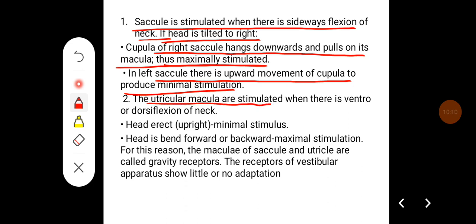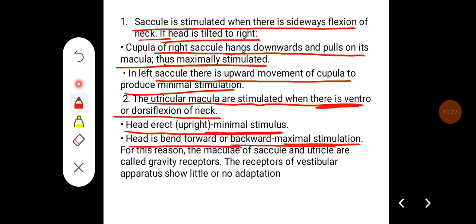The utricular macula are stimulated when there is a ventroflexion or dorsiflexion of the neck. When the head is in erect position, there is a minimum stimulus to the hair cells, and when the head is bent forward or backward, there will be maximal stimulation of these hair cells. For this reason, the macula of saccule and utricle are called gravity receptors. The receptors of vestibular apparatus show little or no adaptation.